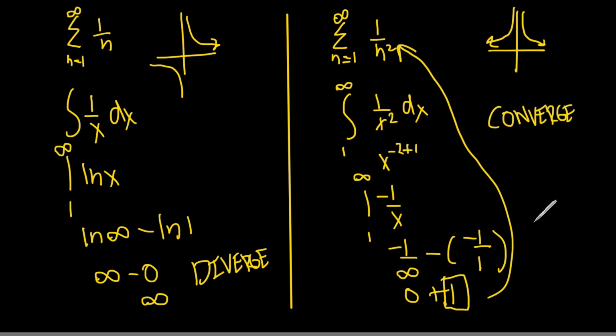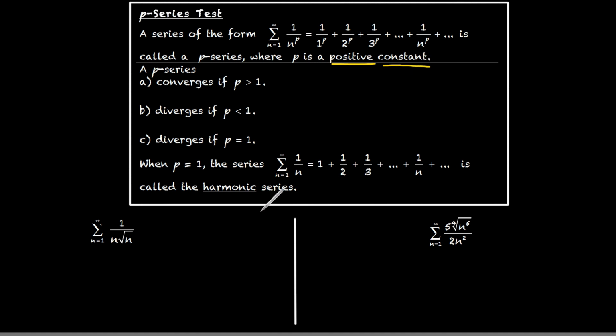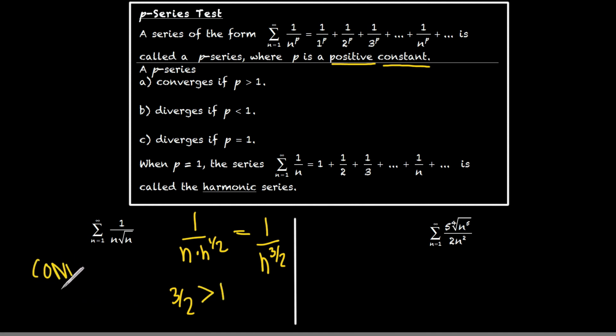Alright, so now let's see how this P series works on two very quick and simple examples. In this first example on the left, we have 1 over n times n to the 1/2. So that's going to be 1 over n to the 3/2. And so 3/2 is greater than 1, and so this is going to converge by the P Series test. You're saying, is that it? Yeah, that's it. It's real easy.